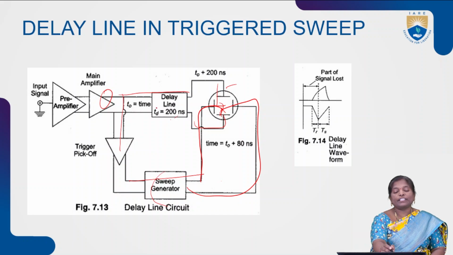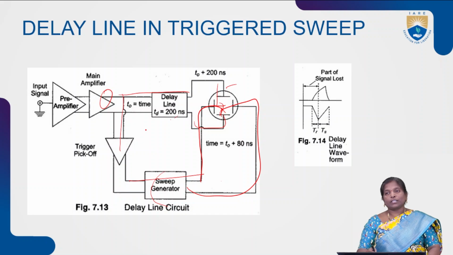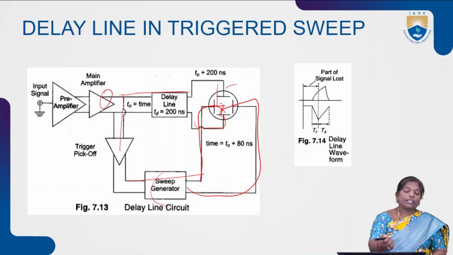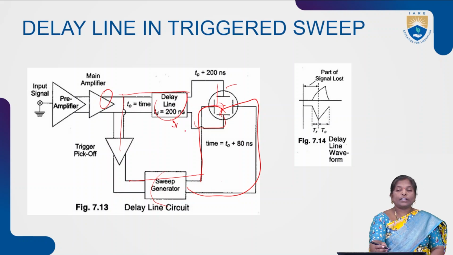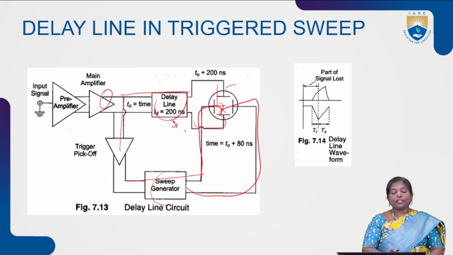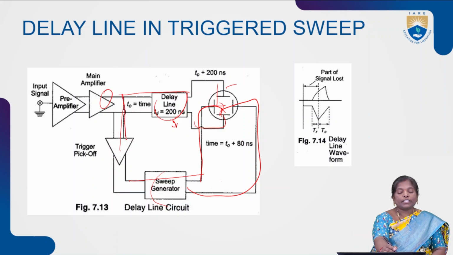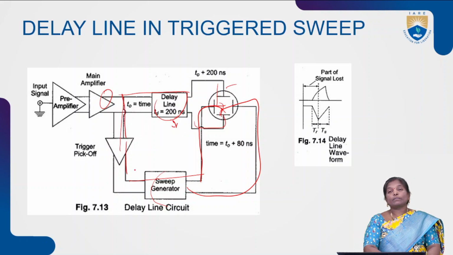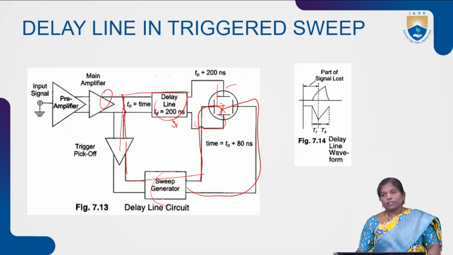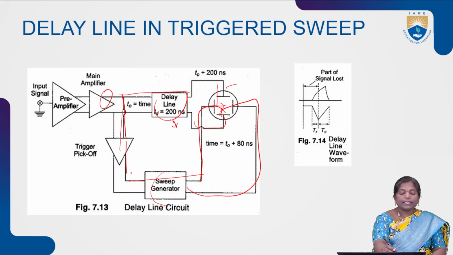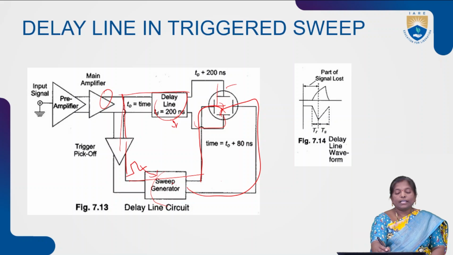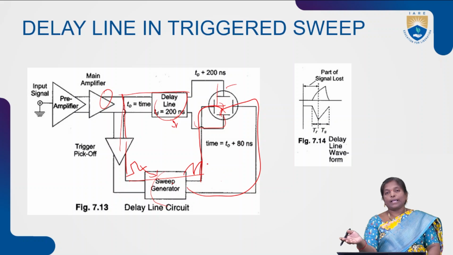That's why we are providing the delay of 200 nanoseconds, so that even though the vertical amplifier completes the amplification, there exists a delay of 200 nanoseconds. During this time interval, the output coming from the vertical amplifier is given to the triggering circuit. From the triggering circuit, we apply the triggering pulse to the sweep generator. Next, it generates the sweep signal. That sweep signal is given to the horizontal amplifier.